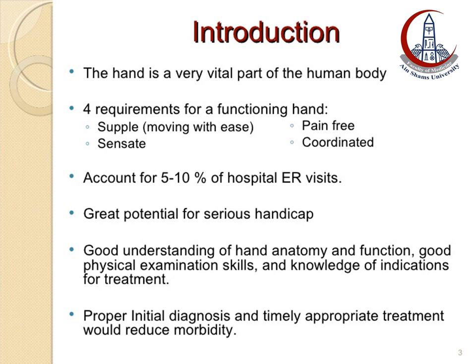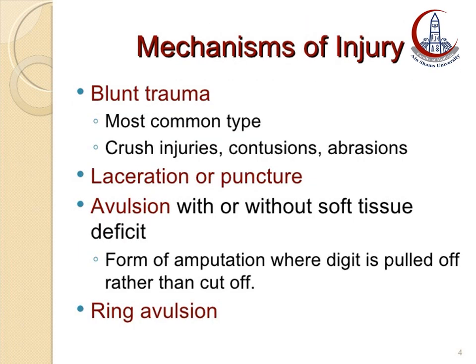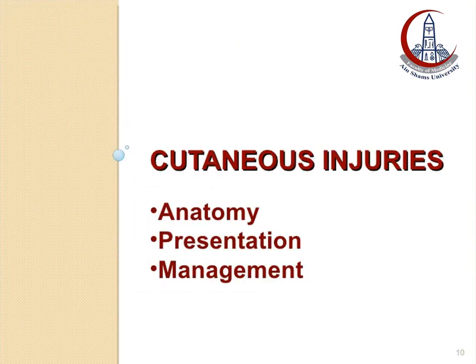As you know, the hand is vital, and a functioning hand requires being supple, moving with ease, pain-free, sensate, and coordinated. About 5-10% of hospital admissions are due to hand trauma, with great potential for serious handicap, so hand injury is a very important issue. Mechanisms of injury include blunt trauma, lacerations, avulsion injury, or the very common ring avulsion injury. For cutaneous injury, you have to know the anatomy of the hand, the presentation of different cutaneous injuries, and a brief on management.